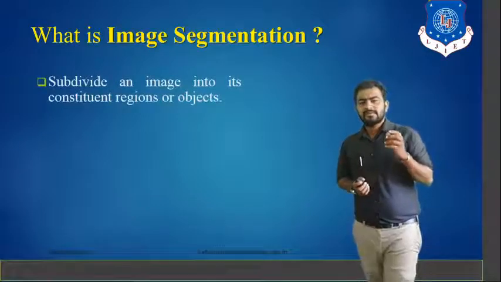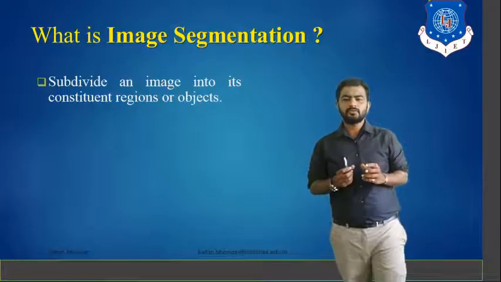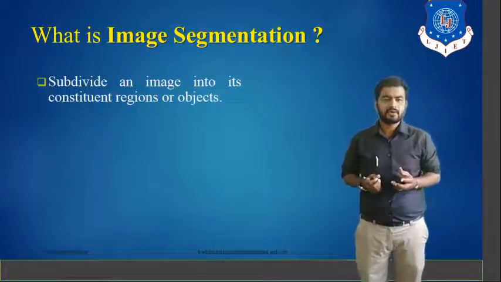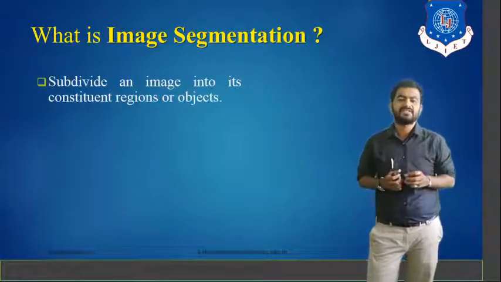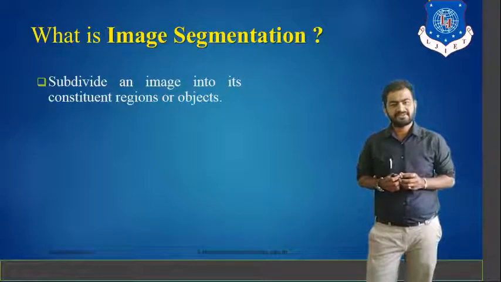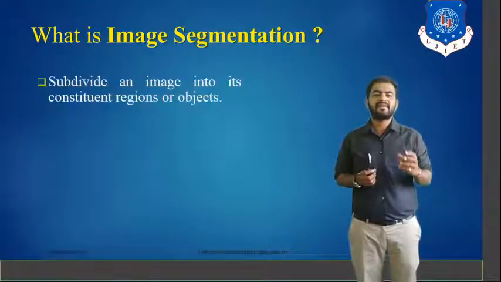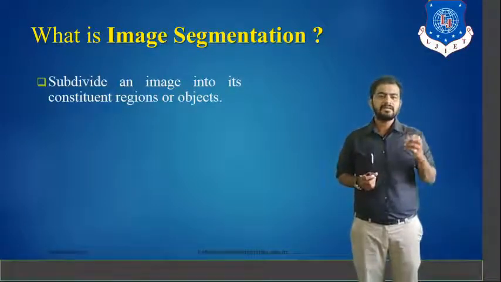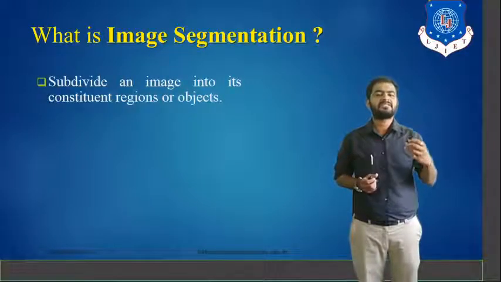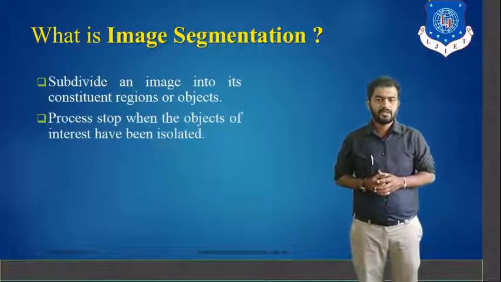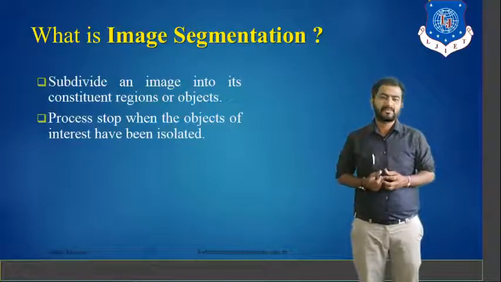Image segmentation is used to divide the image into its constituent regions or objects. In simple words, we can say it divides the image into meaningful regions. When we talk about image segmentation, ultimately we are dividing the image into sub-parts in a meaningful manner. Now, the process stops when the object of interest has been isolated.